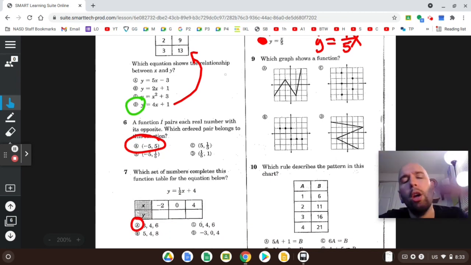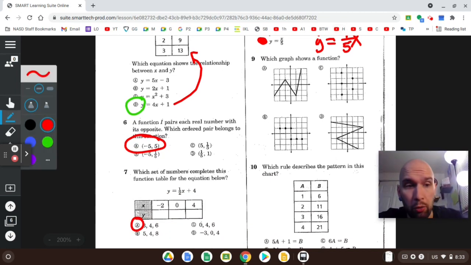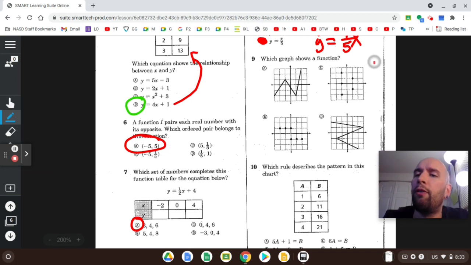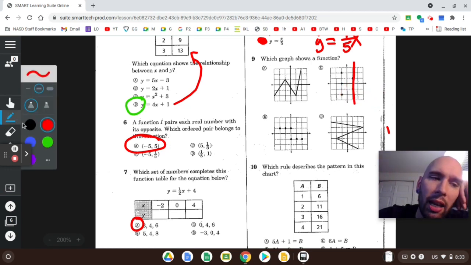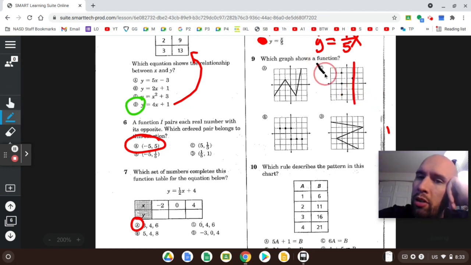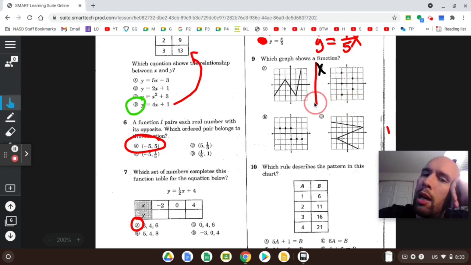All right. Which graph shows a function? Remember, if I give you a graph and I ask you to make sure if it's a function, it has to pass the vertical line test. So if I run a vertical line and the vertical line hits the graph twice like it does here, beep, beep, beep, it is not a function. So it's not C.